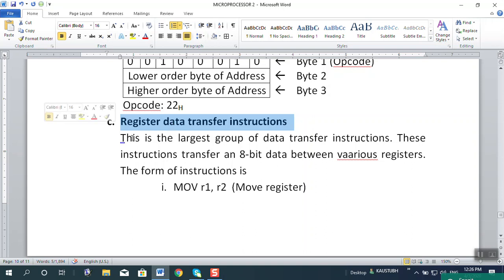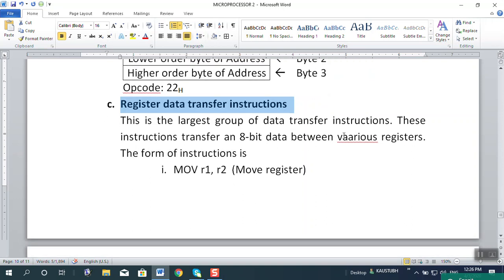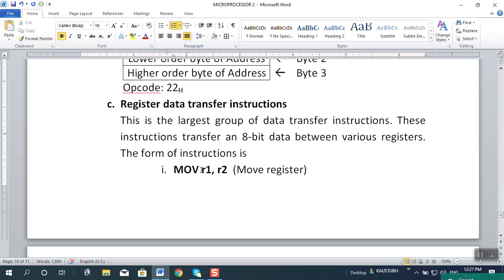Under this group, data will be transferred from one register to another register. There are six general purpose 8-bit registers along with one 8-bit special purpose register, that is the accumulator. So together a total of 7 registers, 8-bit. From one to another, say A to B, B to A, A to C, C to A, like that. The common form of the instruction is MOV R1, R2.